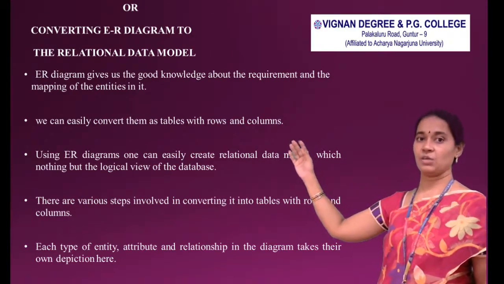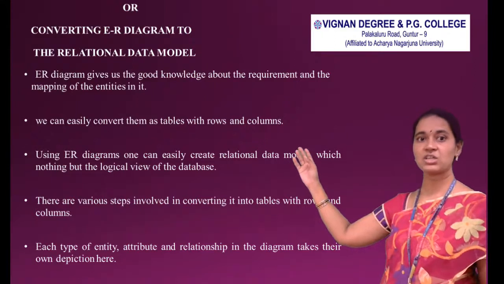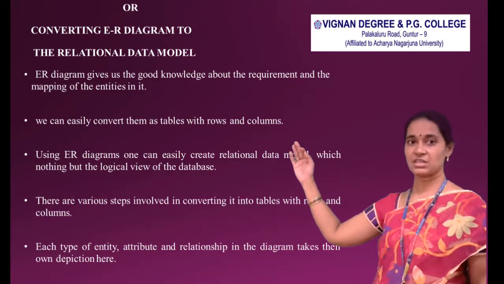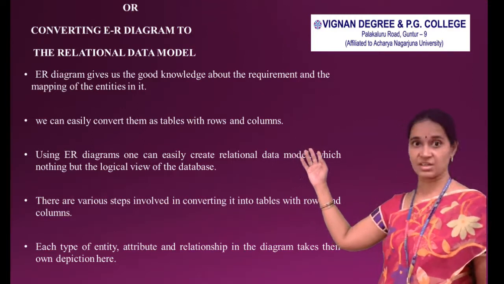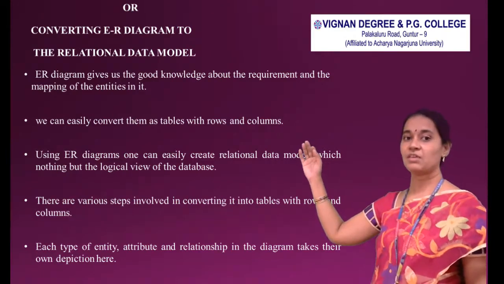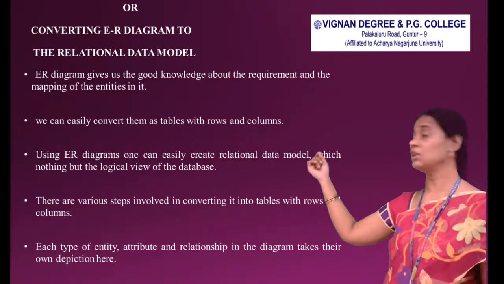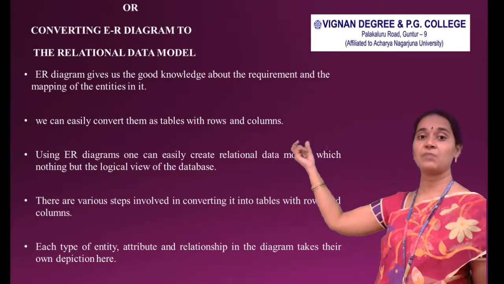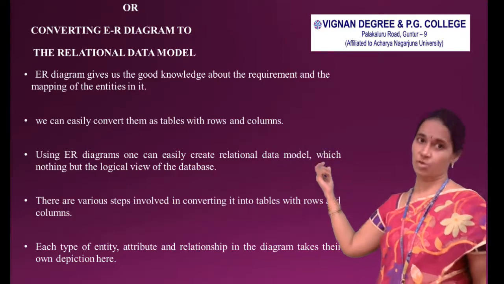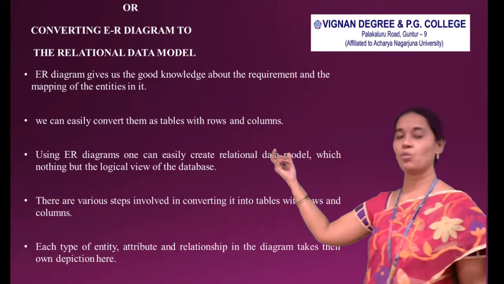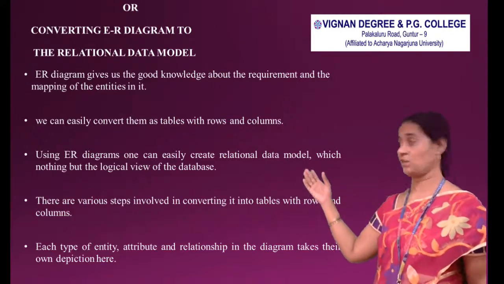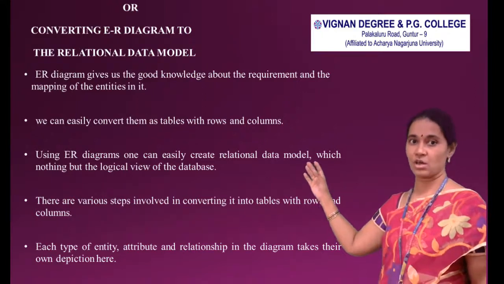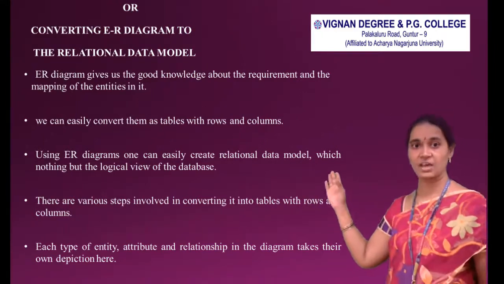An ER diagram gives a good knowledge about the information and mapping of the entities in it. What does an ER diagram tell us? It gives us the basic entities that are required and also the relationship between them. We can easily convert those into tables and the required number of columns. We can convert each entity in the ER diagram into a table which has a number of columns in it. Using the ER diagrams, one can easily create a relational data model, which is nothing but the logical representation of the database.